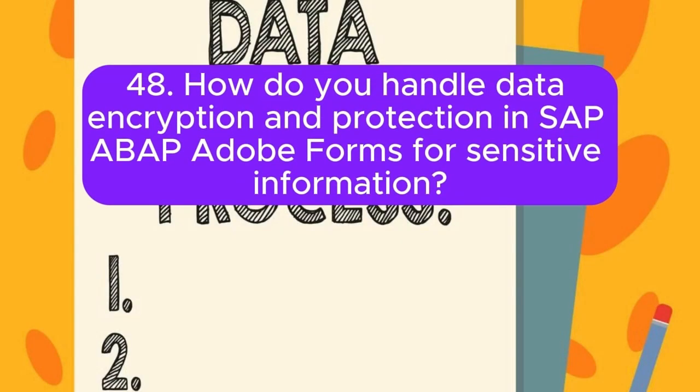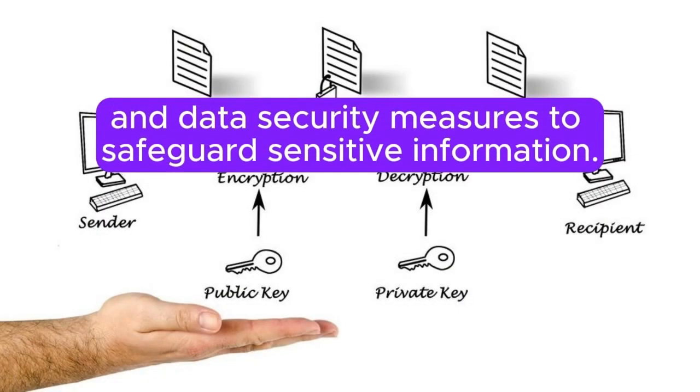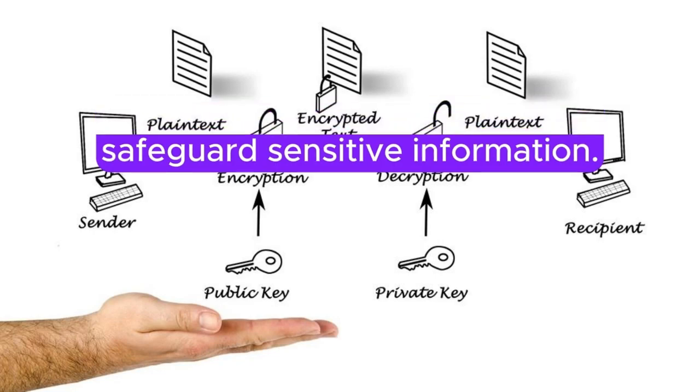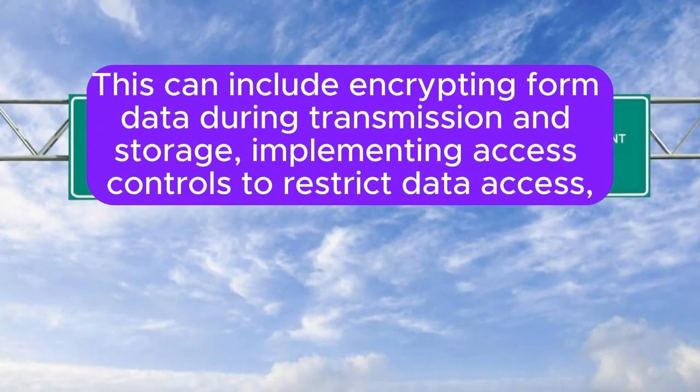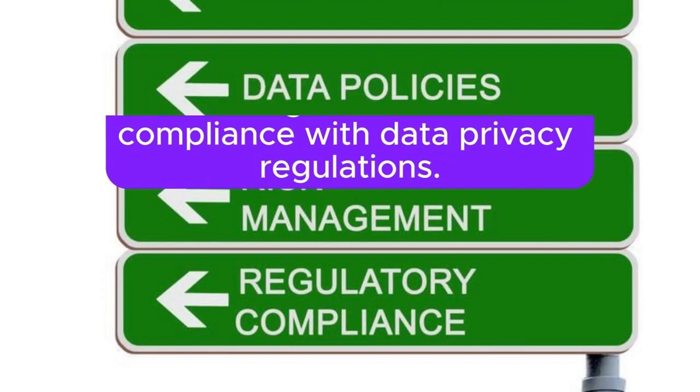48. How do you handle data encryption and protection in SAP ABAP Adobe Forms for sensitive information? Answer. Handling data encryption and protection in SAP ABAP Adobe Forms involves implementing encryption algorithms and data security measures to safeguard sensitive information. This can include encrypting form data during transmission and storage, implementing access controls to restrict data access, and auditing user activities for compliance with data privacy regulations.